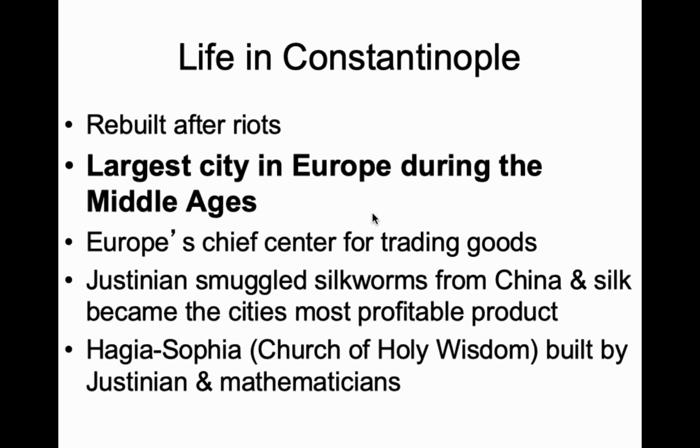So what was life like in Constantinople? Constantinople is the largest city during the Middle Ages, the biggest one, bigger than Paris, bigger than London, bigger than any place in Europe. It is, again, that connection between European goods and Asian goods. And most importantly, this Asian good that everyone wants is silk.